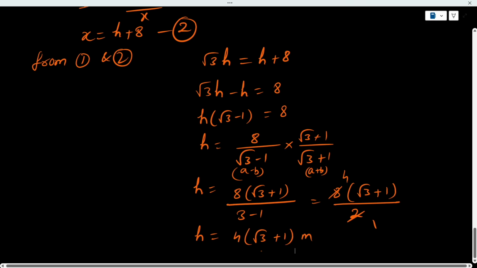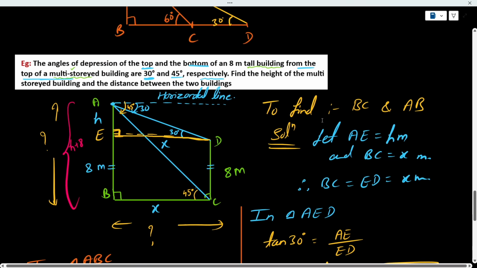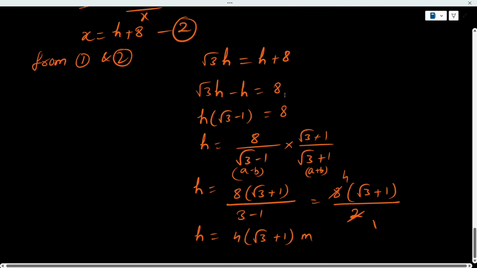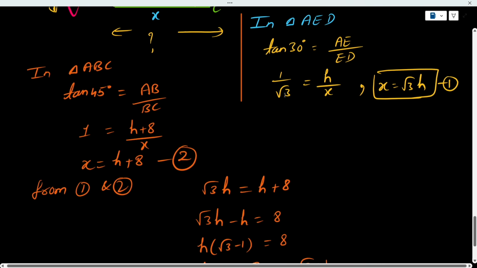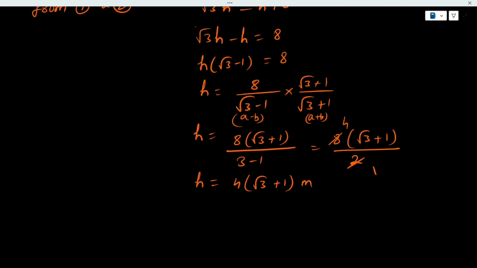This is the height h. What do I need to find out here? The total height, which is going to be h plus 8, because we need to find out the height of the multi-storied building, right? So before that, find out x also. x is root 3 h, right? So here, the distance between both the buildings, therefore x is root 3 h.